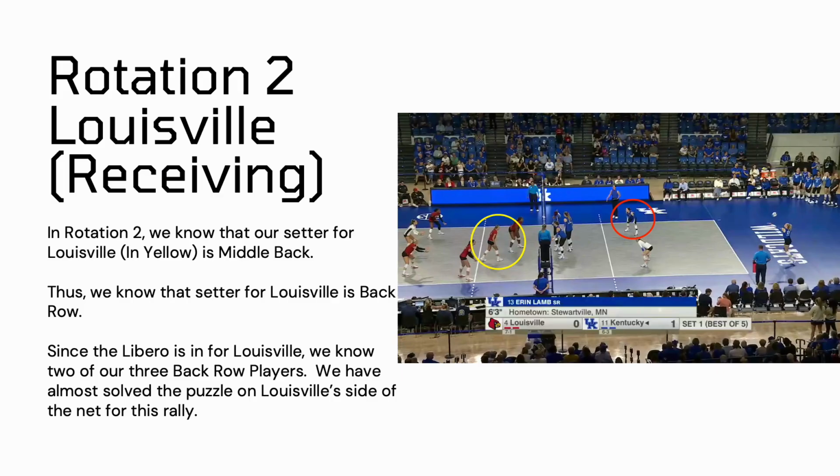Let's take a look at rotation 2, serve receive for Louisville. We know in rotation 2 that our setter for Louisville, circled in yellow, is the middle back. Thus, our setter has to be a back row player. The libero for Louisville is still in the game. So again, we know 2 of our 3 back row players for Louisville. And again, we have almost solved the puzzle on Louisville's side of the net for this particular rally.